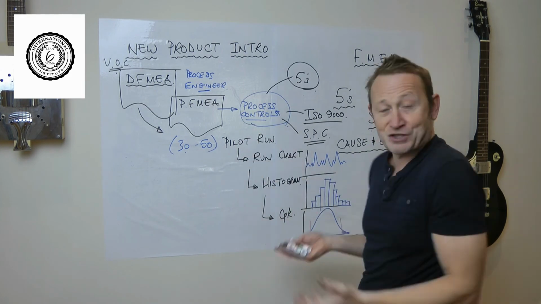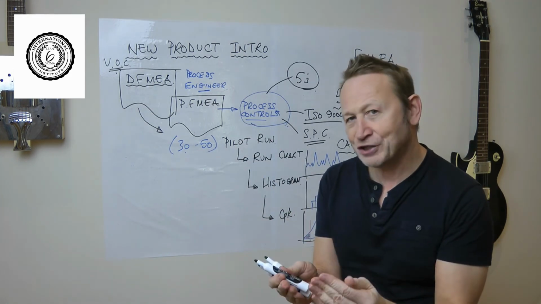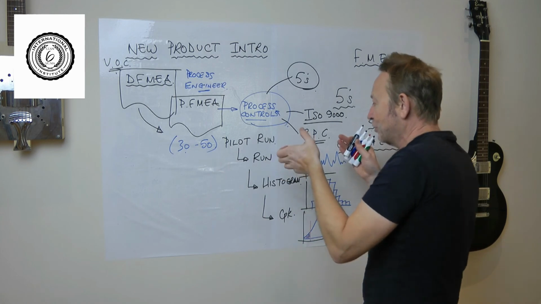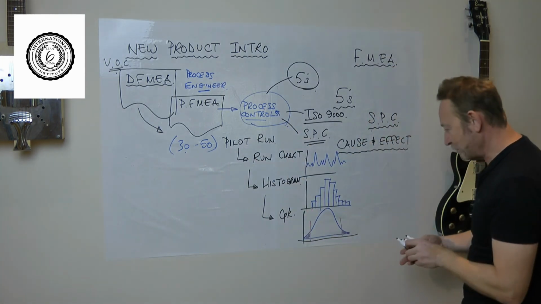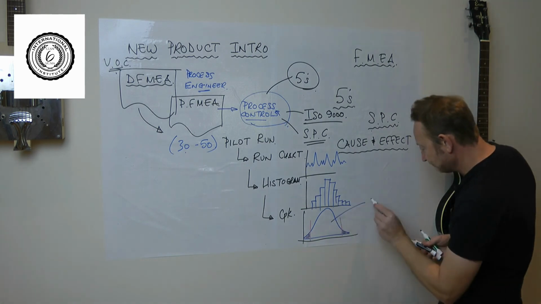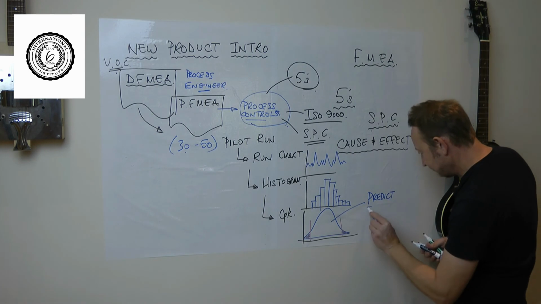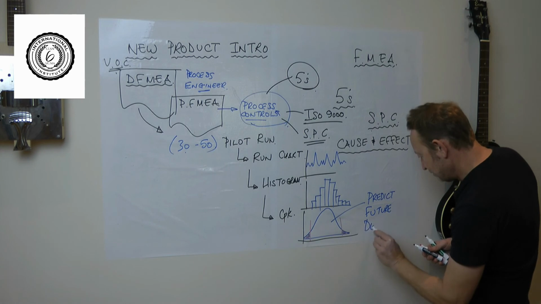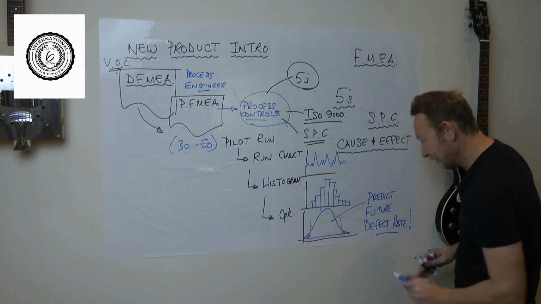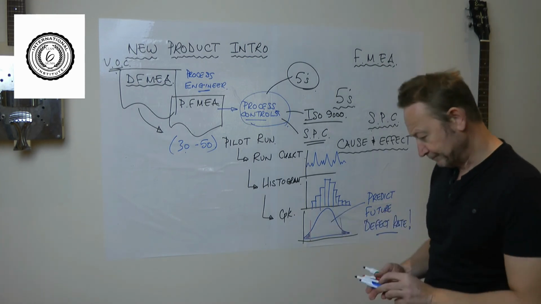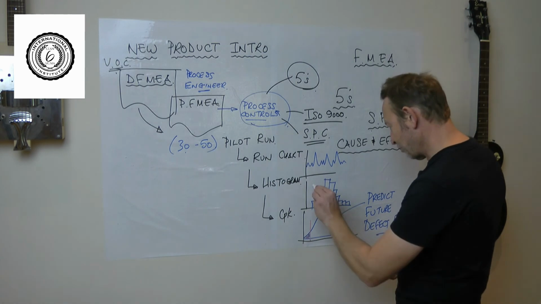Then you need to test that you've done this well. It's not saying you're going to get this right first time, but you're going to go run chart, histogram, CPK. What's your CPK doing? Really important. It is going to predict the future defect rate. This is again a really important tool. If you look at the histogram, let's put some tolerances on this thing.